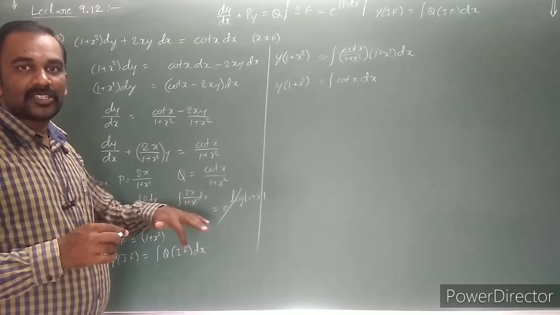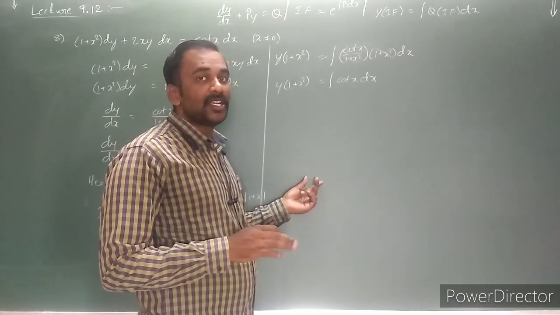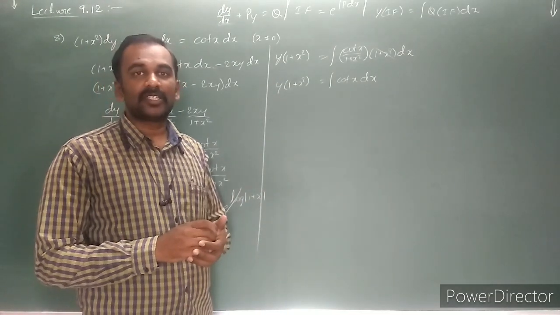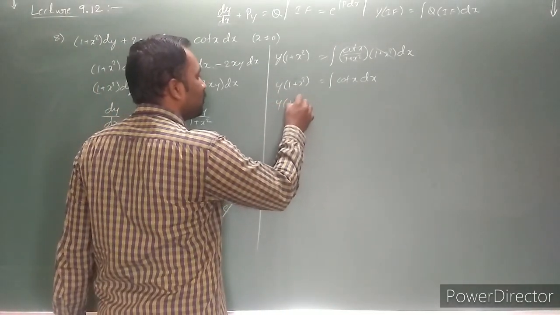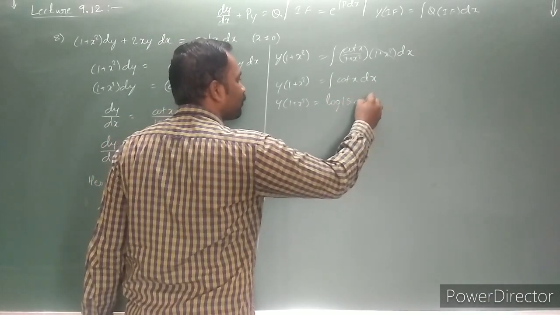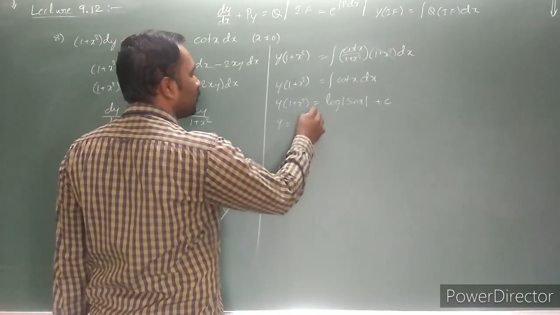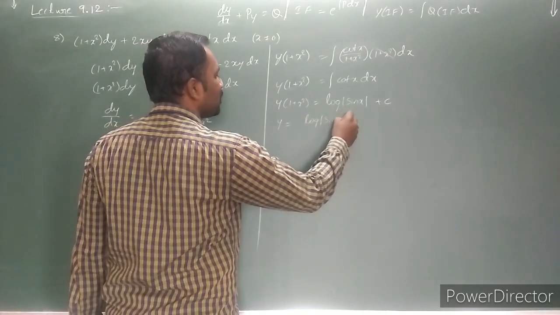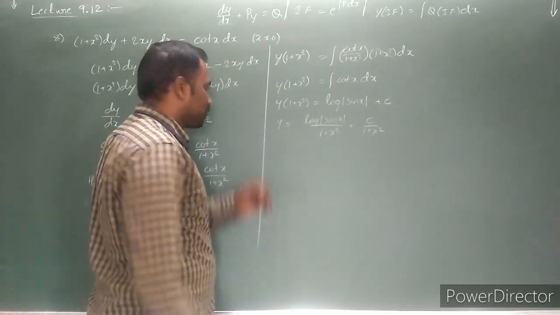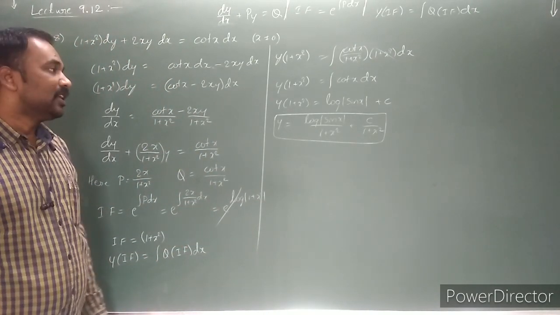The integration of tan x is log of mod cos x, and the integration of cot x is log of mod sin x. Do you know that integration? Just replace it and simplify. Yes: y times (1 + x²). The integration of cot x is log of mod sin x plus C, the integration constant. We need y, so y is equal to log of mod sin x divided by (1 + x²) plus C divided by (1 + x²). So this is the required general solution of the given differential equation.